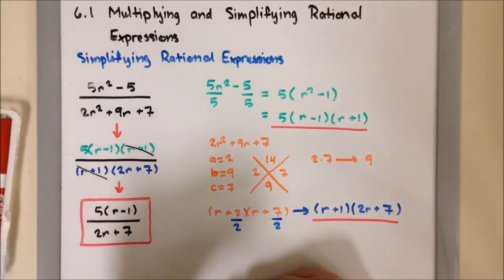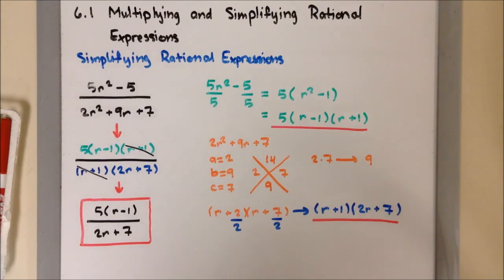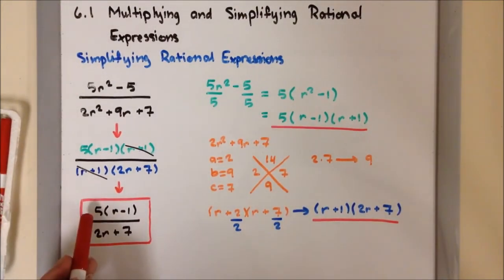But the process is the same. I just basically did a faster way, skipping that step. So again, this is our final answer, 5 times r minus 1 over 2r plus 7.